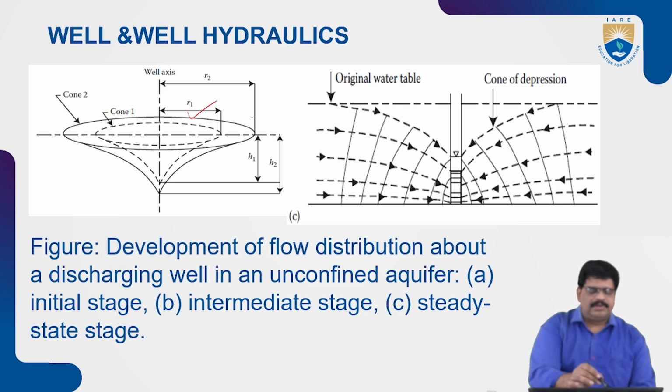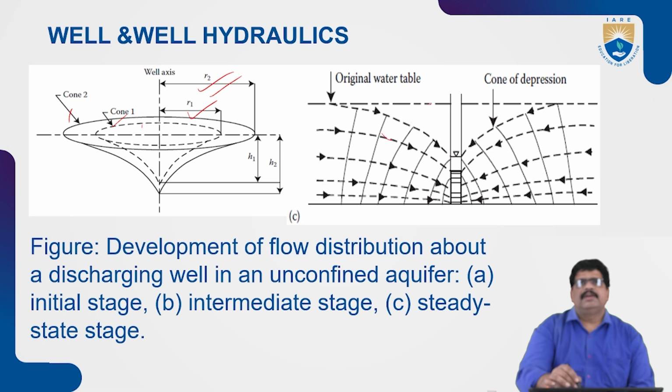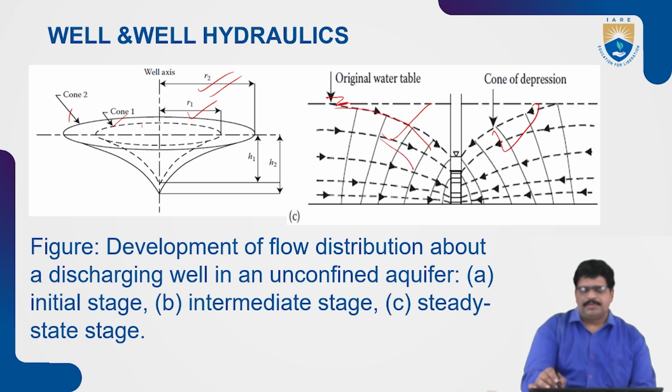What happened? There is R1, radius 1, radius 2, and the cone of radius, and the external is equal to 2. Well axis, cone 1 and cone 2. The original water level of the table is there, and the cone of depression. The original water level can be entered in the water, and the cone of depression of the water can also be entered.